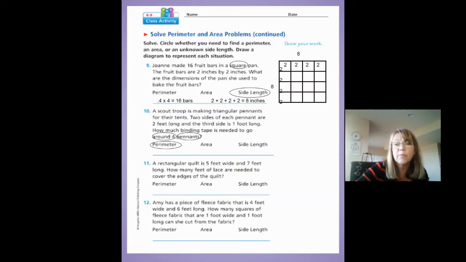So it's a 2-step problem. We first need to figure it out for 1. So I drew a triangle. 2 sides are the same, and they're each 2 feet long, and one side is 1 foot long. Then I am going to take 2 plus 2 plus 1 equals 5 feet total to go all the way around that triangle, but we need it for 4 of them. So 5 for one of them, another 5, another 5 and another 5. So that's 4 5s, or 4 times 5 is 20 feet of binding tape needed.